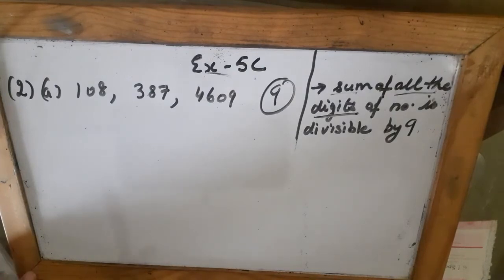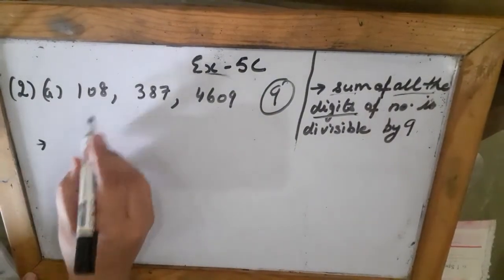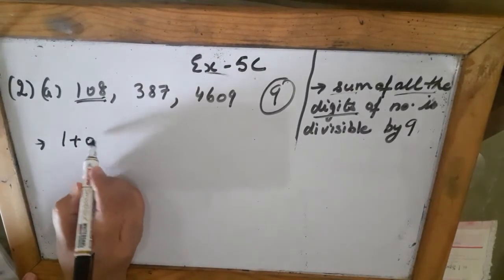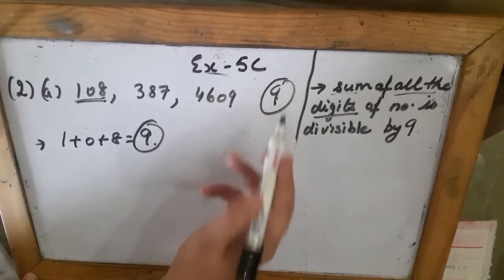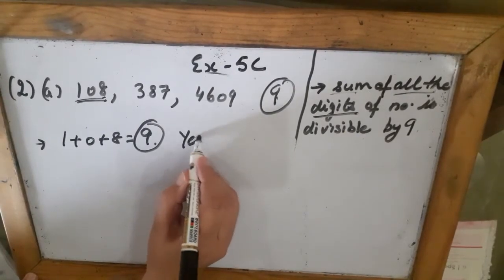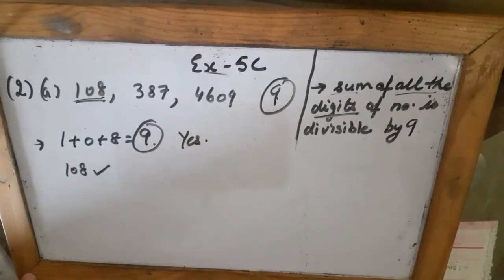When we take out the sum of all the digits while checking for 3, that sum should be divisible by 3. Now for 9, I will follow the same steps, I will add the digits. Like if I take 108, 1 plus 0 plus 8, what do you get? 9. Now this 9 I have to check in the table of 9. Is this 9 divisible by 9? Yes. So it means this 108 is divisible by 9.